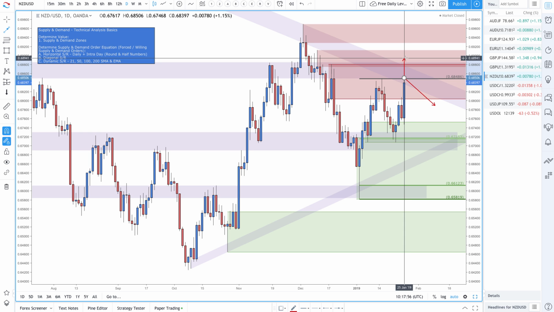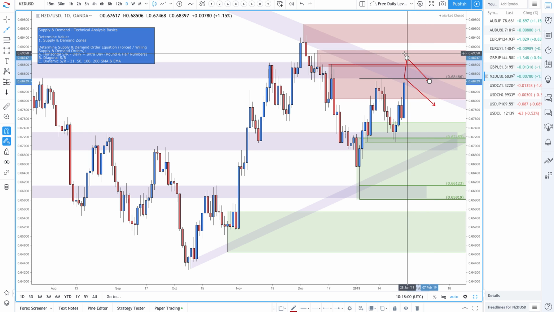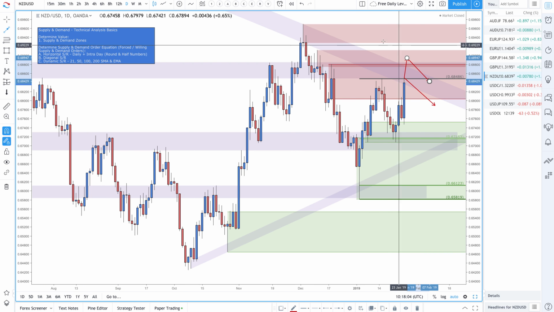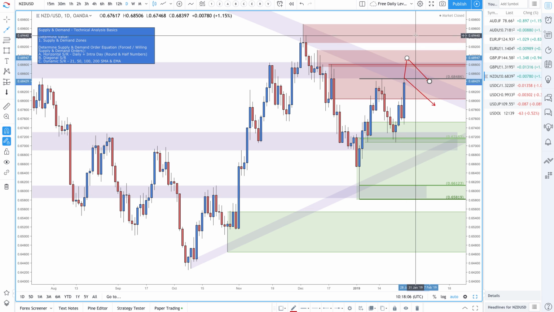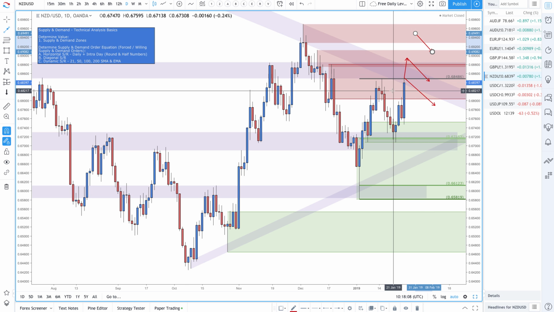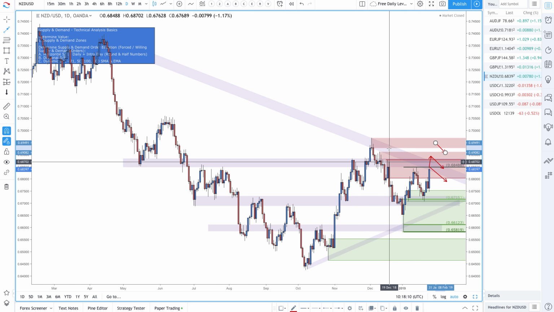Maybe the 688, 69 level before looking to turn around if there's going to be any positive price fundamental or sentiment for the dollar. If not, then here's going to be the area that most traders are going to probably look to take profit at.